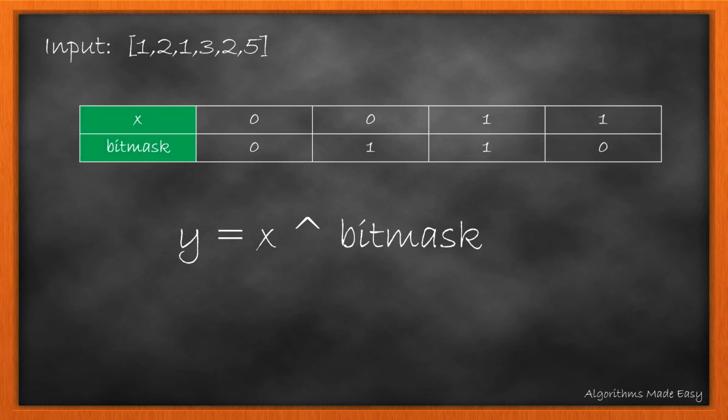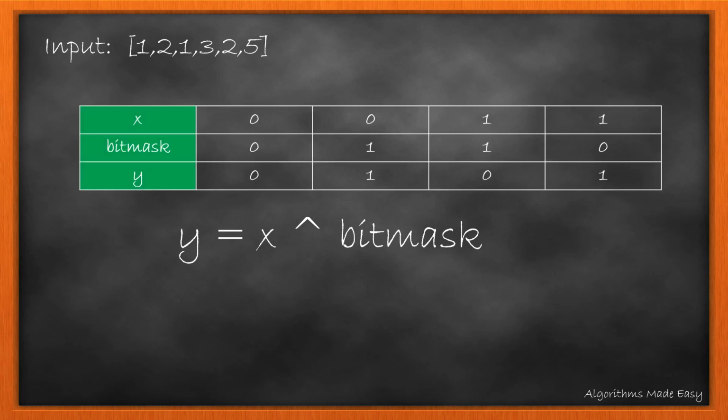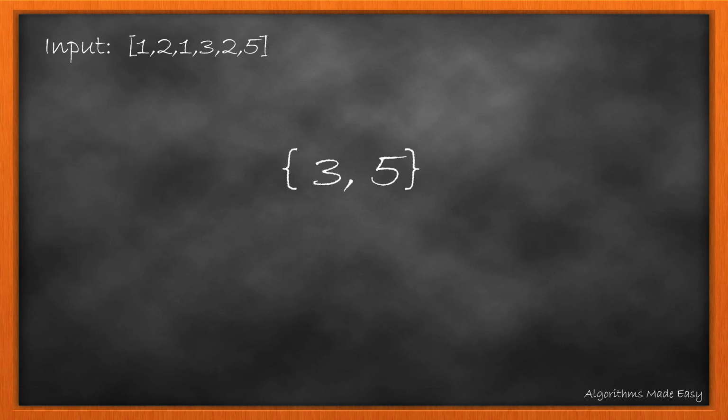As we know that the bitmask is nothing but the difference in the bits of x and y, if we find the difference in bits between x and the bitmask, that will be nothing but the second number. When we calculate the XOR, it gives y as 5. So we return the two values.